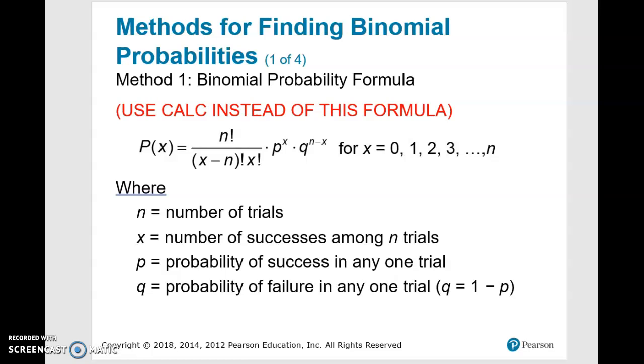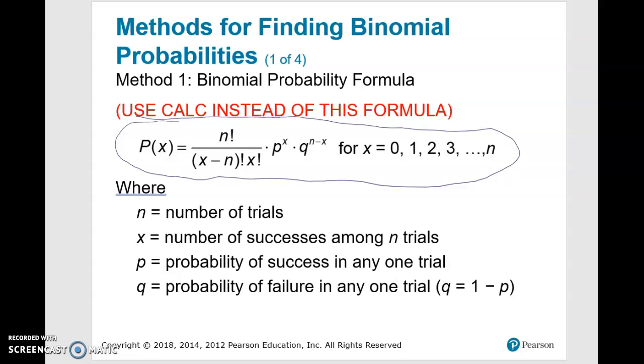In part 2 of our 5.2 binomial probability series, we're going to talk about methods for finding binomial probabilities and learn how to use our calculators to do so. The first method that we're going to see is the binomial probability formula. Now, it's listed here, and we saw it in section 5.1 as well.